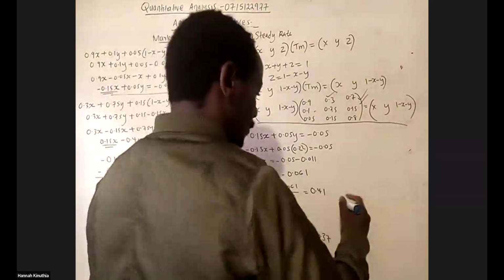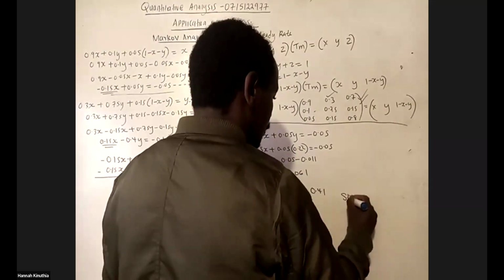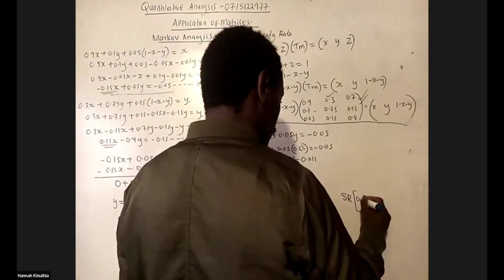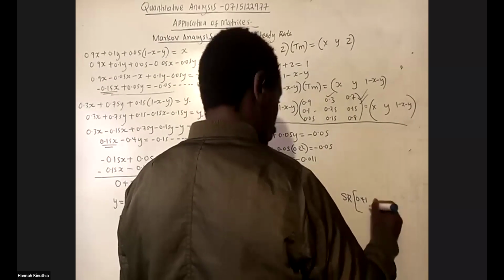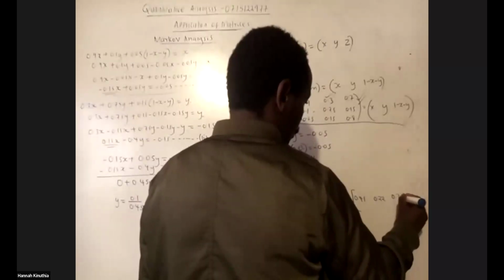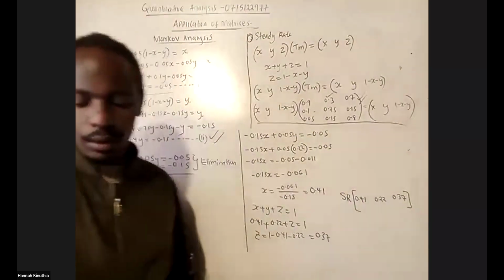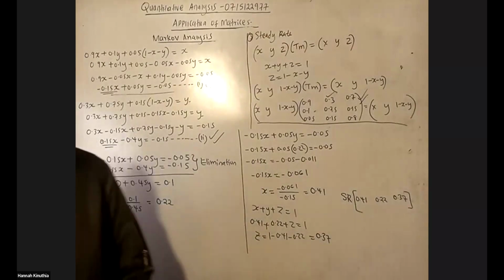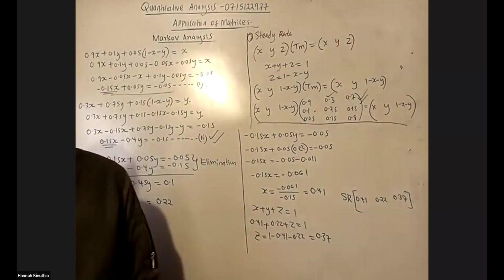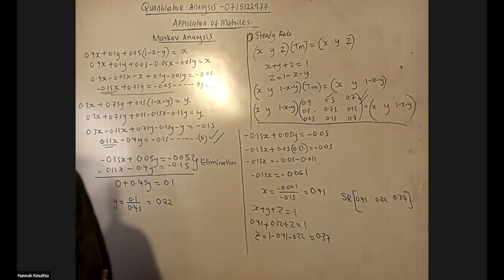So what can we say? This is our steady rate. Now our steady rate will be equal to 0.41, then 0.22, then 0.37. So remember, this rate is the rate which would stabilize. So this is the stabilizing rate, meaning to remain constant. Are we okay up to that point?